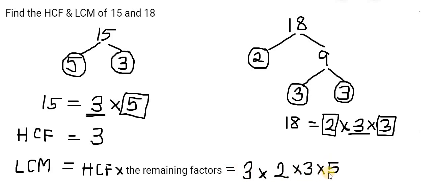So when we multiply all of that together, we have 3 times 2, 6. 6 times 3, that's 18. 18 times 5, altogether, that's 90. So the HCF is 3, and the LCM is 90. Notice the LCM is bigger than the HCF. Okay?